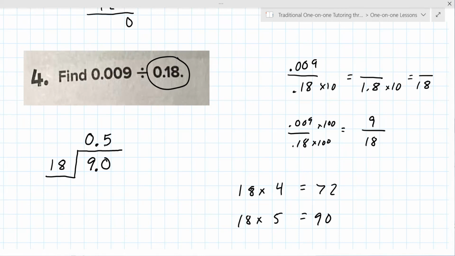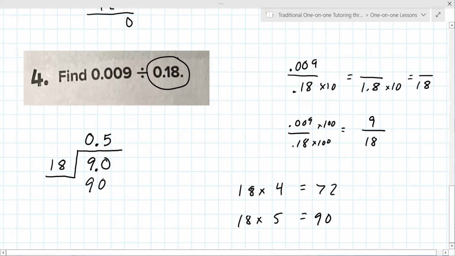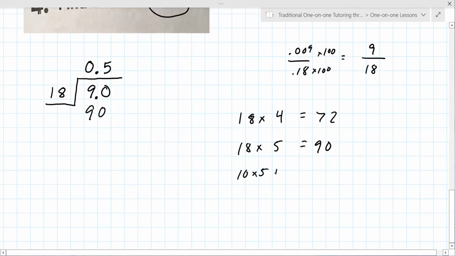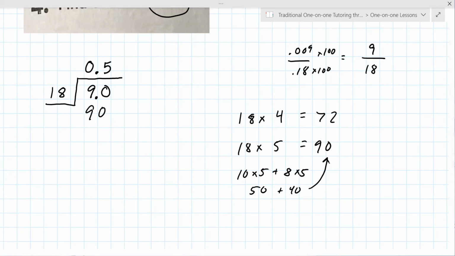Wait, but if you multiply 18 by 5, don't you get 82? You get 90. Nope, 18 times 5 is 90 because you're taking 10 times 5 plus 8 times 5, 50 plus 40 gets you back to 90. Oh, wait, yeah, you're right. I didn't do it right. I just started doing 5 times 10 is 50. Wait, isn't 5 times 8 40? Oh, yeah. I forgot.